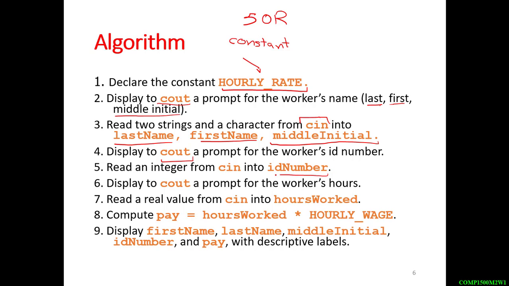Then we are going to ask the user to enter how many hours he worked. We are going to read these hours. Then we are going to compute the payment using hours worked multiplied by hourly wage. Then we are going to display the final information and the payment.